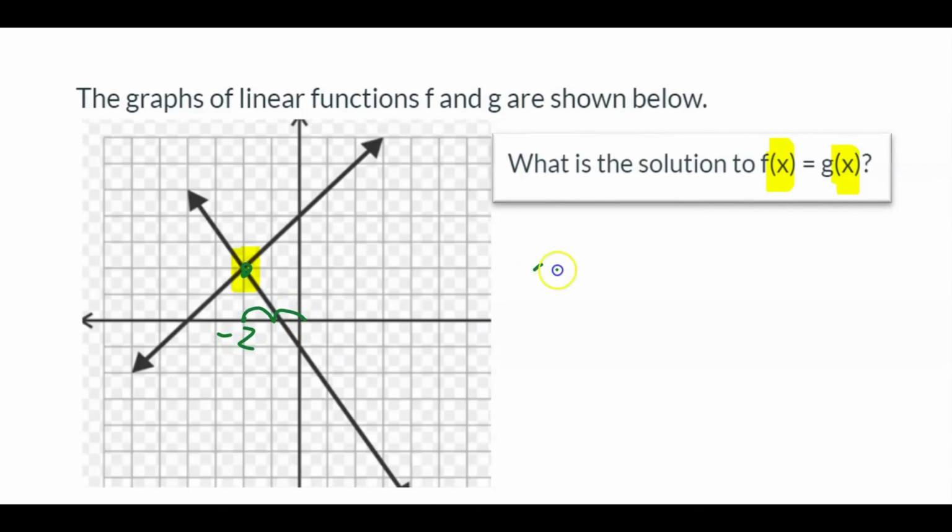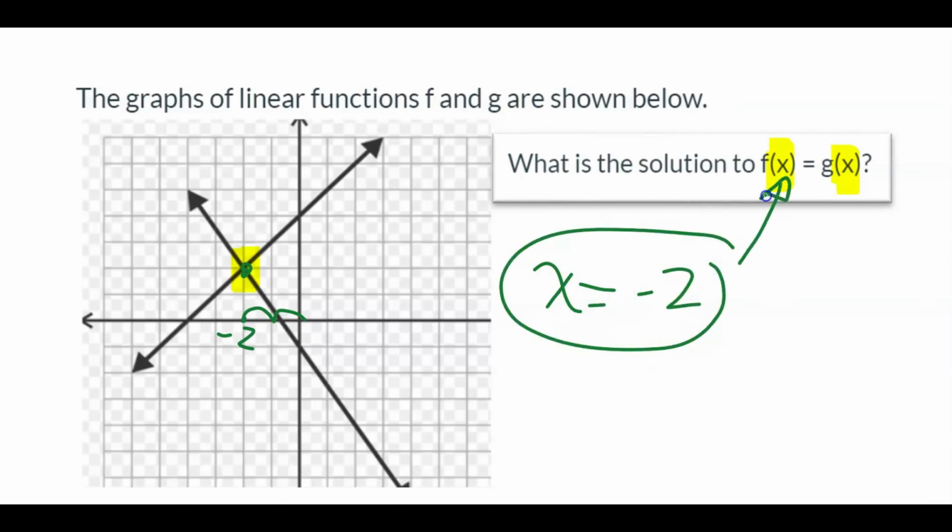So my solution would be x equals -2. That's just the x value. That's what this is asking for. If you see it asked like this, it's not asking for the y value, which would be +2. It's just asking for the x value of where those two lines cross.